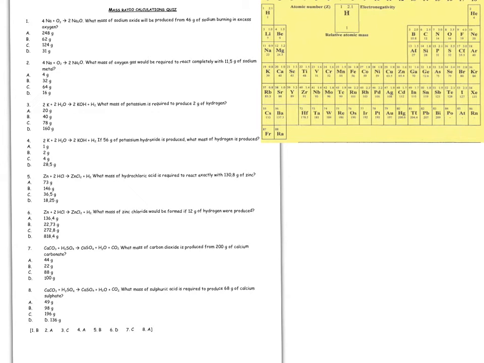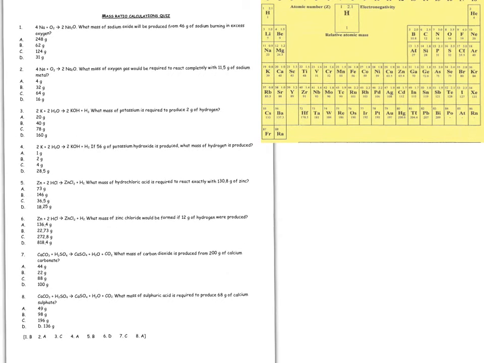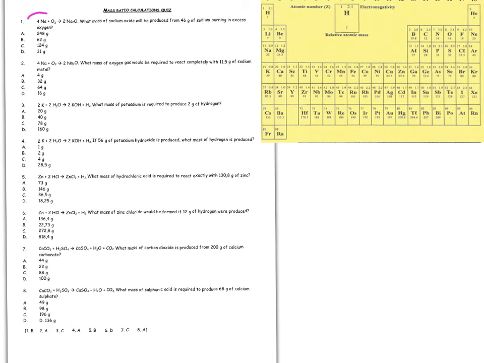So you've got a balanced equation there. They ask you what mass of sodium oxide would be produced if 46 grams of sodium were burnt in excess oxygen. So 46, let's first work out a relationship here.